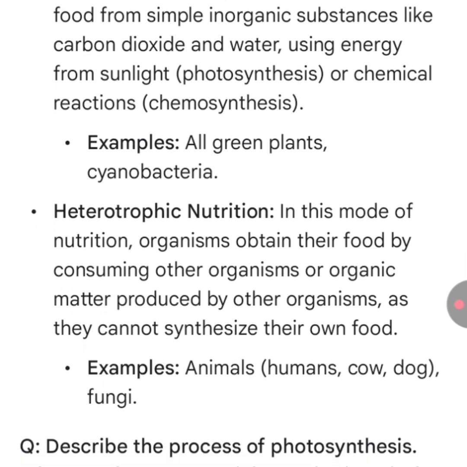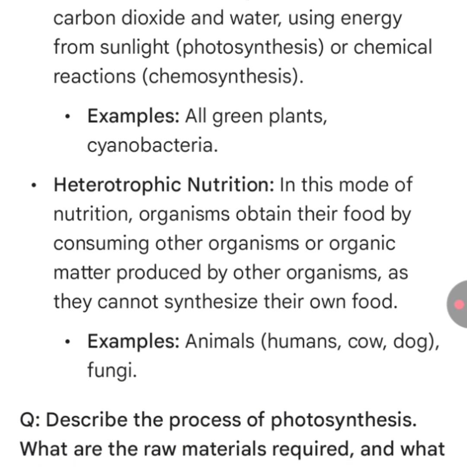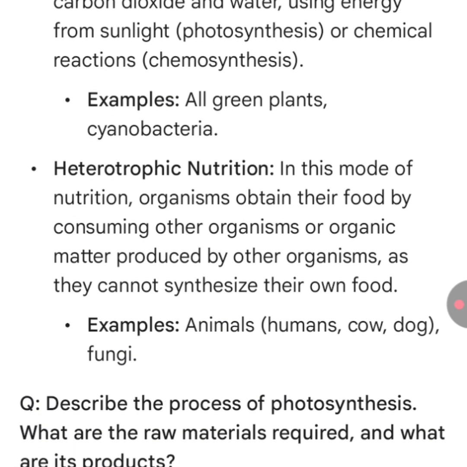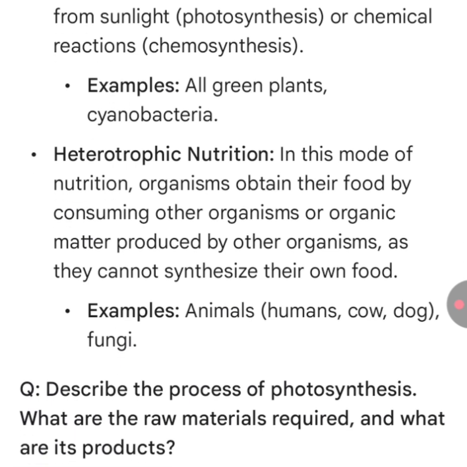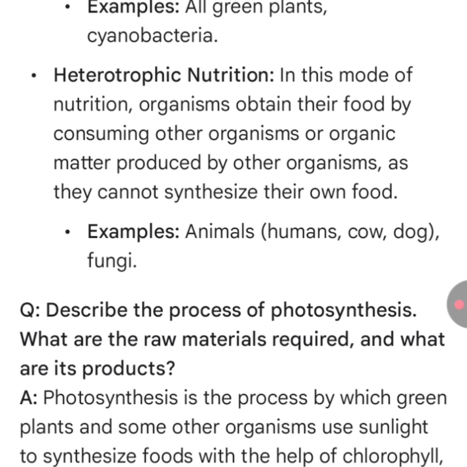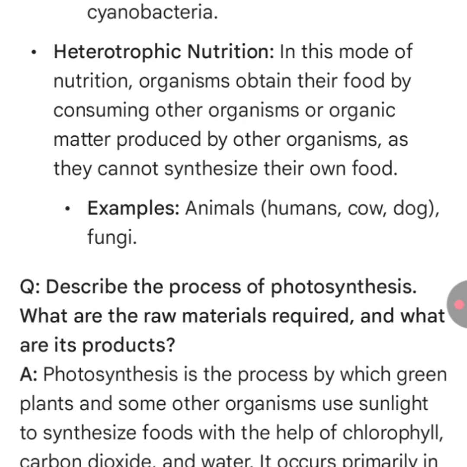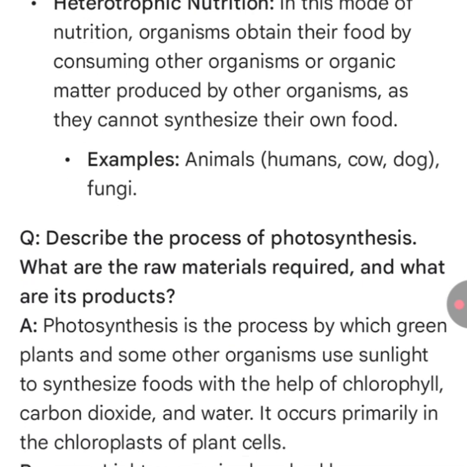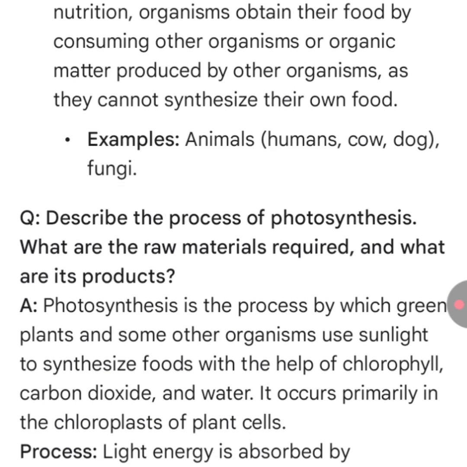Examples: all green plants, cyanobacteria. Heterotrophic nutrition. In this mode of nutrition, organisms obtain their food by consuming other organisms or organic matter produced by other organisms, as they cannot synthesize their own food. Examples: animals, humans, cow, dog, fungi.